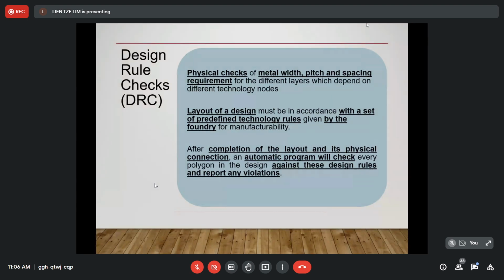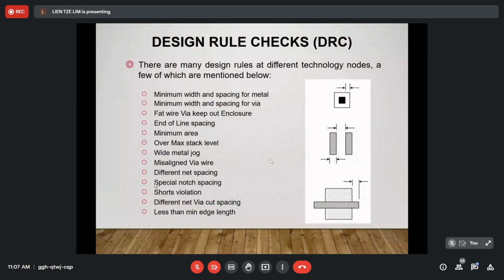For a design rule check, it is about the physical checks of metal width, pitch, and spacing requirements for the different layers, which depend on different technology nodes. The layout of a design must be in accordance with a set of predefined technology rules given by the foundry for manufacturability. After completion of the layout and its physical connections, an automatic program will check every polygon in the design against these design rules and report any violations. There are a few design rules at different technology nodes.